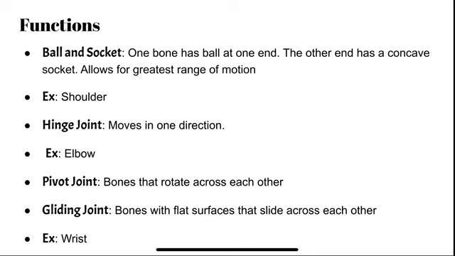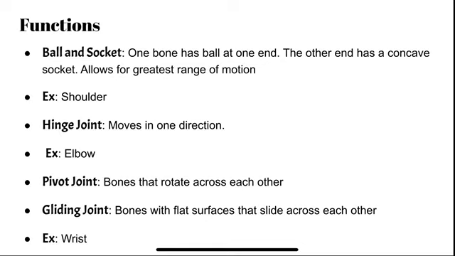One function of the skeletal system is movement. This is allowed by the joints. The types of these joints are the ball and socket joint, which is where one bone has a ball at the end and the other has a concave socket that allows for the greatest range of motion. An example would be the shoulder.